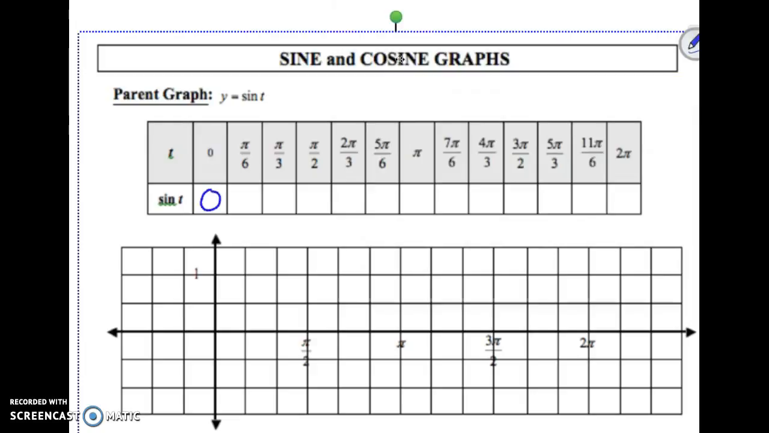When t is 0, sine t is 0. At pi over 6, we have 1/2. Pi over 3, we have square root of 3 over 2. Pi over 2, we have 1. At 2 pi over 3, we have square root of 3 over 2. At 5 pi over 6, we have 1/2. At pi, we have 0. 7 pi over 6, we have negative 1/2. 4 pi over 3, we have negative square root of 3 over 2. 3 pi over 2, we have negative 1. 5 pi over 3, we have negative square root of 3 over 2. 11 pi over 6 is negative 1/2. And at 2 pi, we're back to 0.